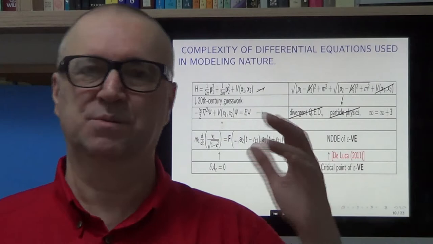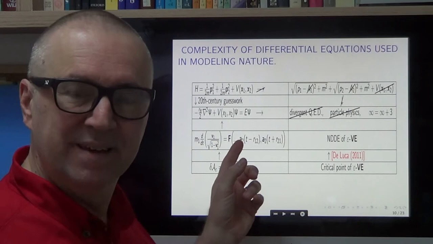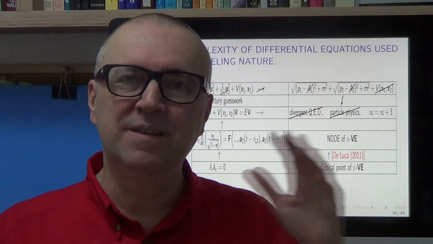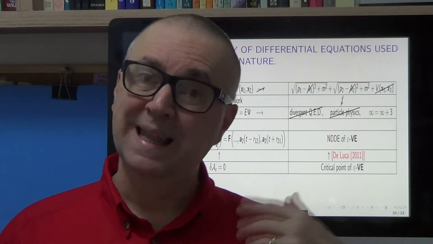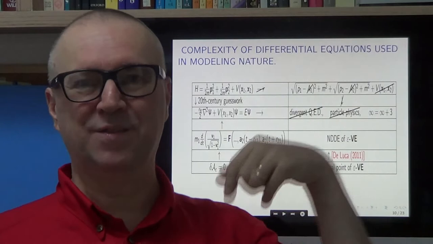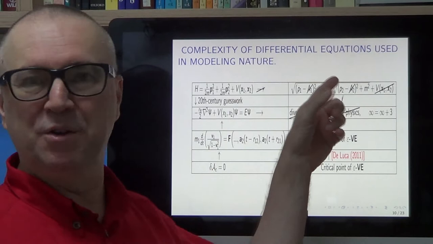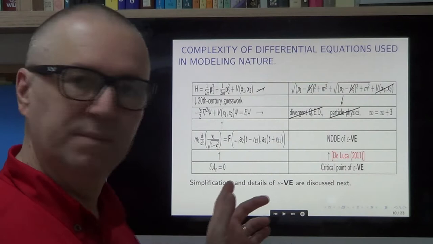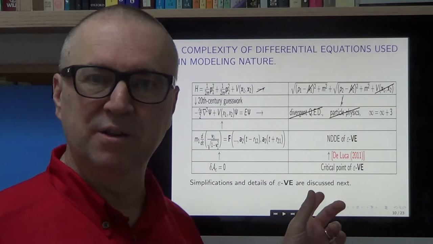But in any case, an equation like this is more complex than an equation like this. So it is not reasonable to think that you are going to derive this from this. If you are operating in this very narrow two-level mentality, either classical or quantum, let me just tell you that this is above the quantum. It is more complex. You're not going to derive this one from using Hamiltonians that do not exist and using local infinite dimensional problems. No, you're not. Just something important to insist. Simplifications and details of epsilon VE are discussed next.